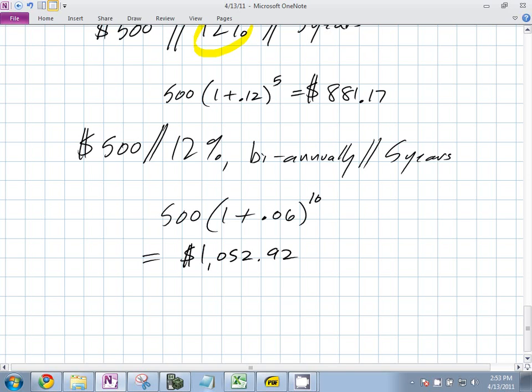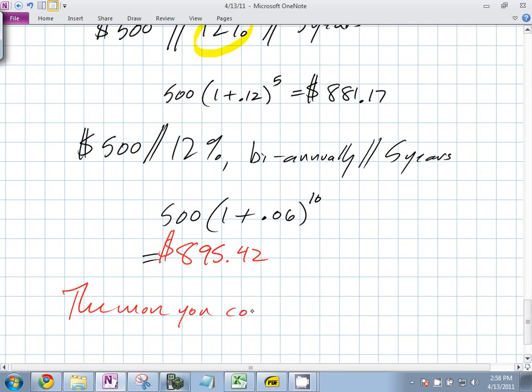Yeah, and here's the thing. Last year, $895. Oh, you think that's wrong? It is wrong. That's $895 and what? Sorry, guys. 42 cents. It seemed a little high. So the more you compound, the more the amount grows, right? But is it worth waiting 5 more years to get like $10 more?